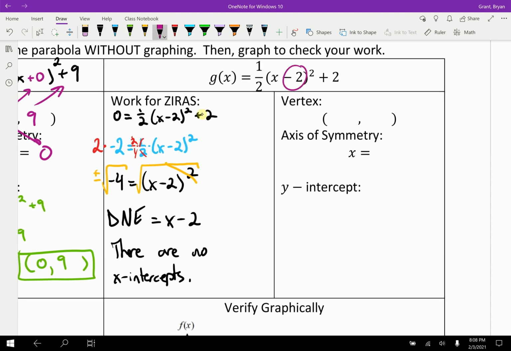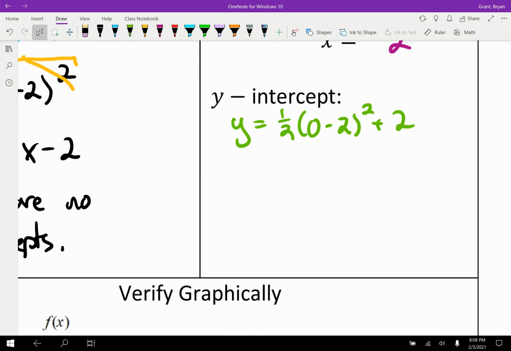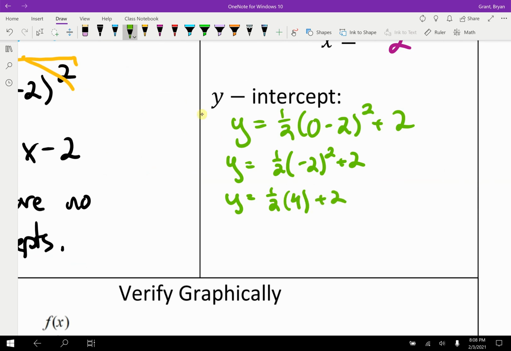The vertex goes pretty fast, right? Opposite of h, comma k. The axis of symmetry is just the h value. And the y-intercept, well, there's a little bit of math here, but it's nothing terrible. We are just going to replace our x with 0 and evaluate the right side using SADMAP. Nope, using PEMDAS. There it is. So PEMDAS, do the inside of the parentheses first. Then the exponent, negative 2 squared is 4. Then the multiplication, half of 4 is 2. And last but not least, any addition or subtraction. So we found a y-intercept of 4.